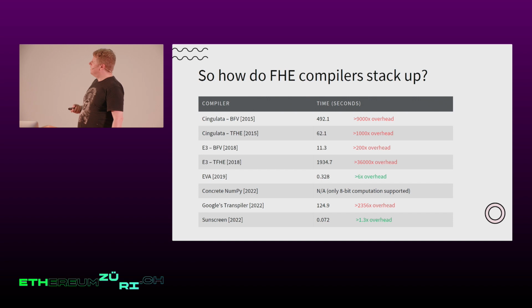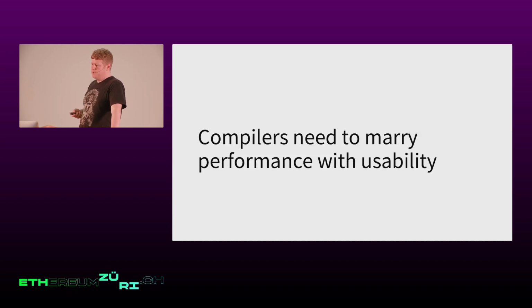However, with a lot of FHE compilers, you can just describe this exact program, and you get overheads anywhere from a few hundredfold to tens of thousands of fold. Two notable exceptions here are Ava, which is a Microsoft compiler that uses CKKS, and again, CKKS is not so useful in Web3. And then the Sunscreen compiler, which can do this with a 1.3x overhead. So for a compiler to be useful in Web3, it has to deliver performance.